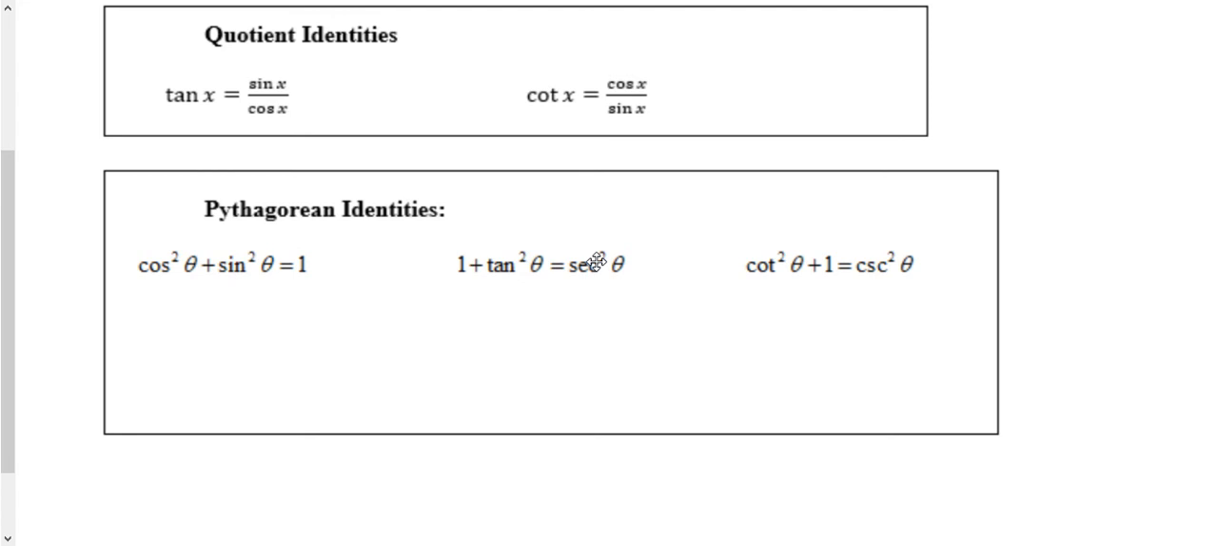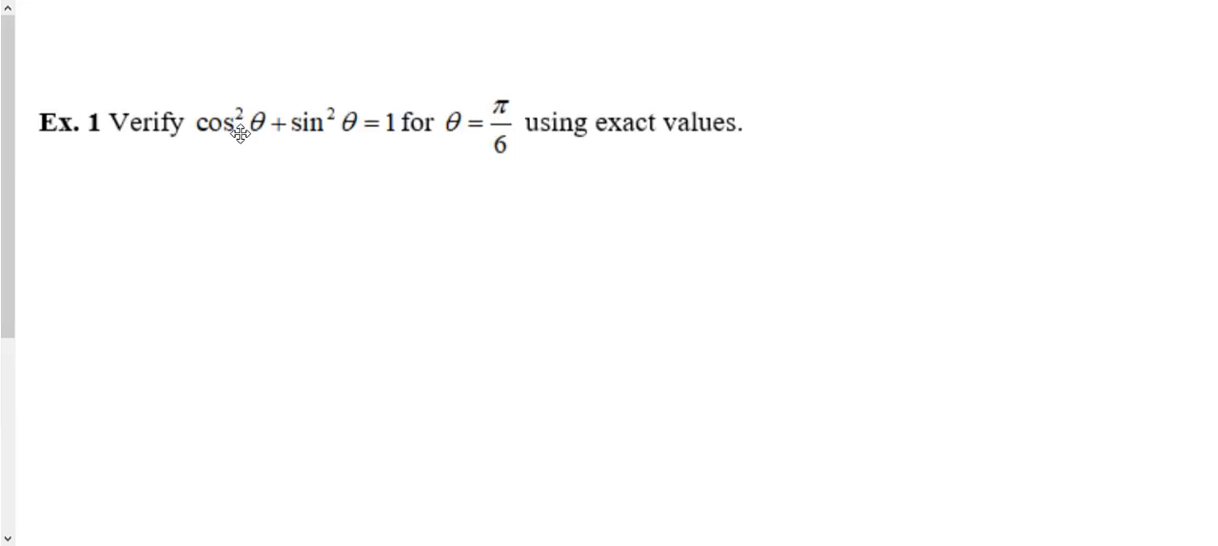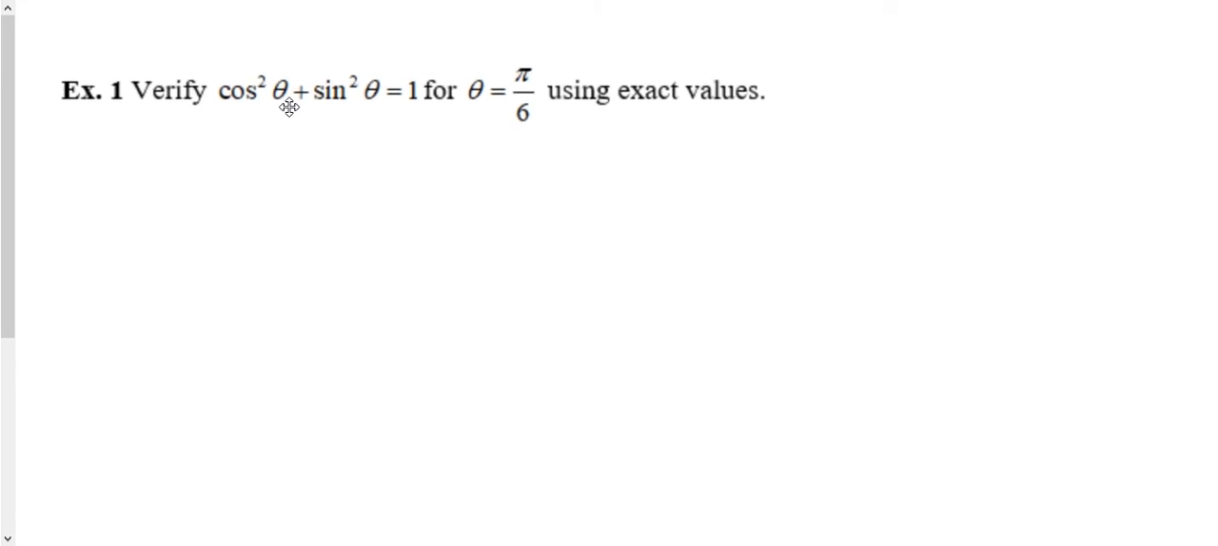In the first example, it says here: verify cos squared theta plus sine squared theta equals 1 for theta equal pi over 6. Use exact values. So again, key here, exact values means whole numbers, no decimals allowed. Fractions are allowed because that's exact, and radicals are allowed if you ever need to go that way. That's also allowed.